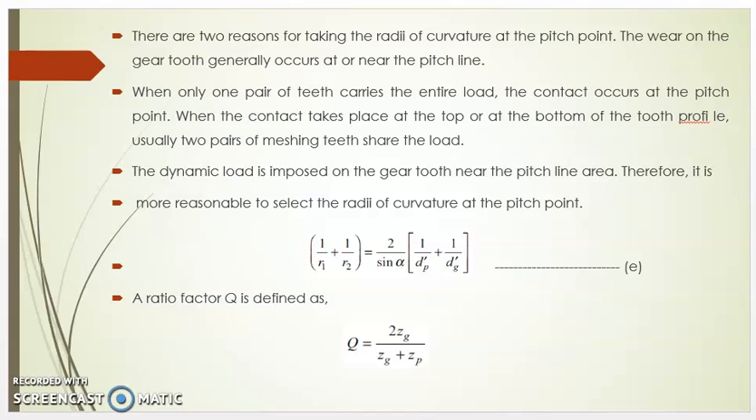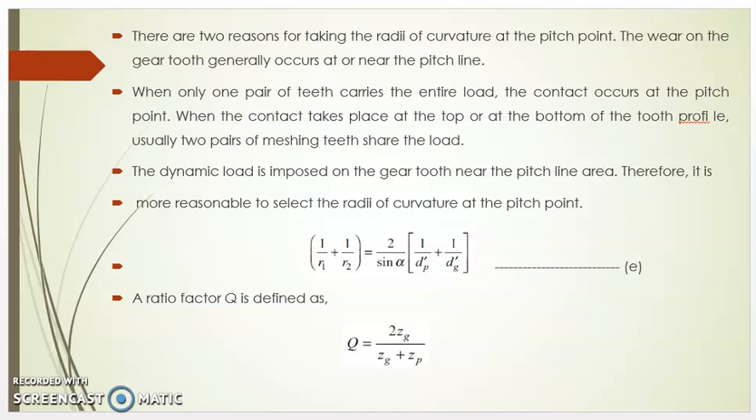There are two reasons for taking the radii of curvature at the pitch point. The wear on the gear tooth generally occurs at or near the pitch point. When only one pair of teeth carries the entire load, the contact occurs at the pitch point. When the contact takes place at the top or at the bottom of the tooth profile, usually two pairs of meshing teeth share the load. The dynamic load is imposed on the gear tooth near the pitch line area. Therefore, it is more reasonable to select the radii of curvature at the pitch point.